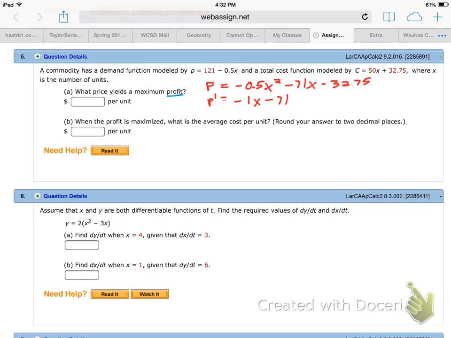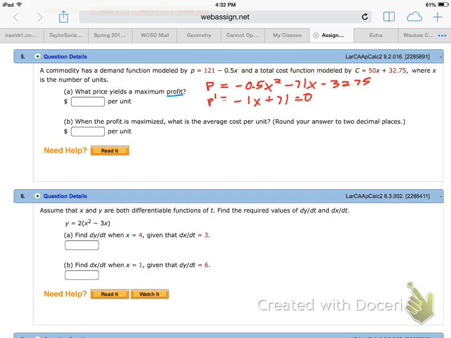But now you take the derivative, and that's what p prime is indicating. Derivative the old-fashioned way: 2 times negative 0.5 is negative 1, x to the first. And the 71x becomes 71. There's your derivative. When you're maximizing profit, you find where the first derivative is equal to 0. So I'm going to set this equal to 0.